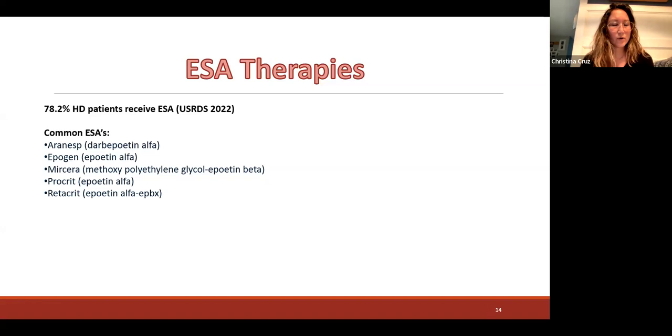I could be wrong, though. It could be Procrit. But I go to many places, so I do get confused as to which facility uses what.